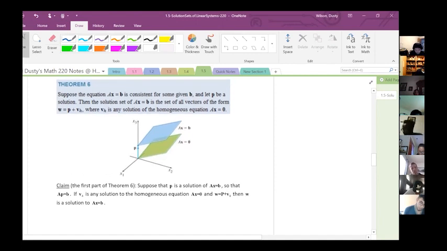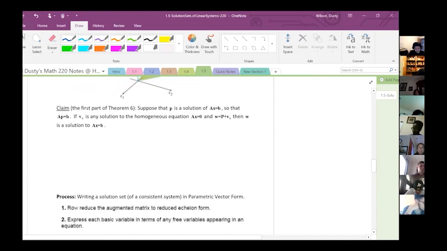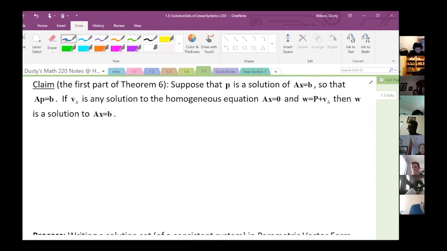Suppose that p is a solution of Ax = b, so that Ap = b. If vh is any solution to the homogeneous equation Ax = 0 and w = p + vh, then w is a solution of Ax = b. So I've already written the claim. We've got these 3 parts that we have to work with. Next, we've already got the claim, so next we'll do our proof.